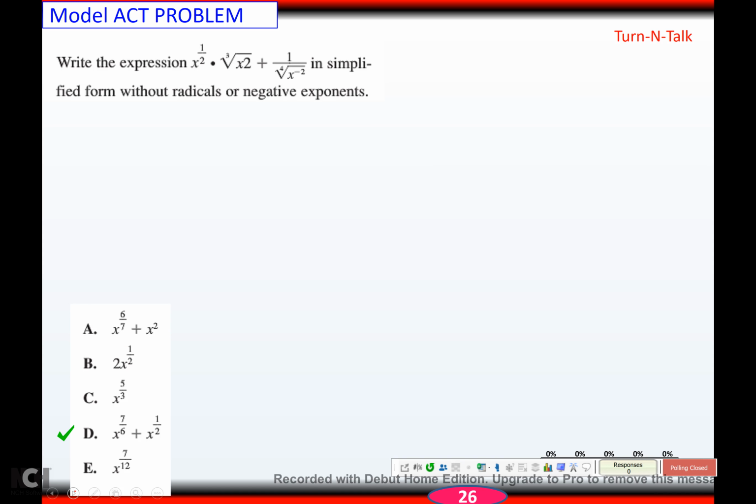And hopefully you got D. So they want me to write this without any radicals or negative exponents. So I've got x to the 1/2 times x to the 2/3. Plus, if I get this out of the denominator, because it's negative, it's going to be x to the 2/4. So when you multiply, you add exponents. So this can be x to the 1/2 plus 2/3.